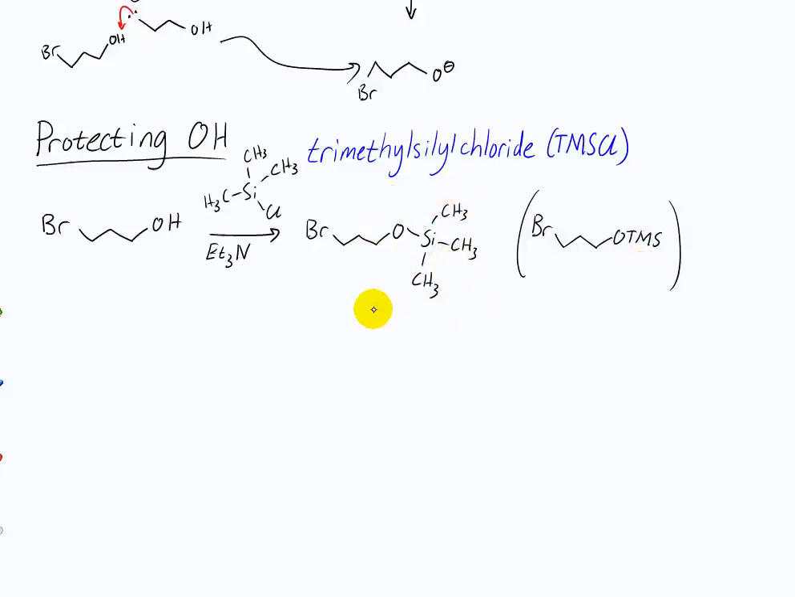This functional group, this silicon bit, will not react with Grignard reagent. It's not acidic anymore. I mean, look at it. It doesn't have any acidic hydrogens that can be taken off by a strong base. So this is stable in the presence of strong base, and that's very handy, because now we can actually do the reaction that we want. So you can make this Grignard now. That's a perfectly stable Grignard. Do whatever you want to it.